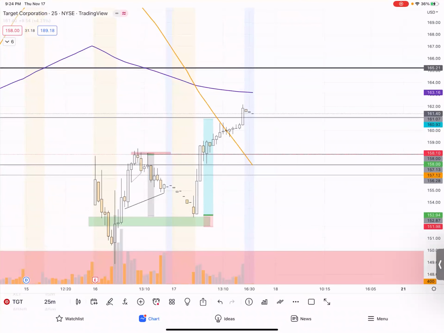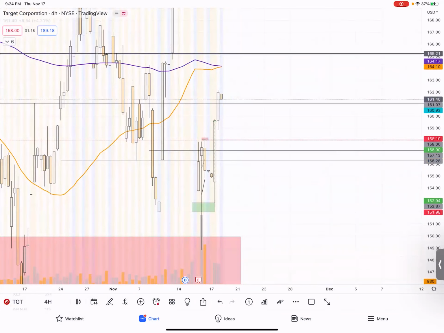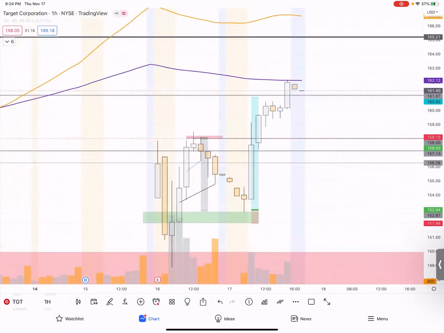All right, let's take a look at an example of target. So this was a trade that I took yesterday. I didn't take any longs. I took this trade short. So if we go to, I believe I modeled this on the 1 hour. Yeah, I modeled this trade on the 1 hour.